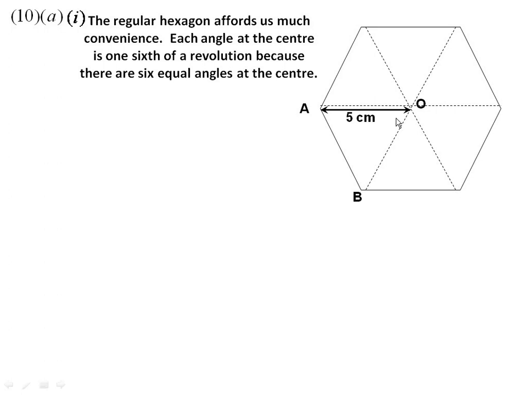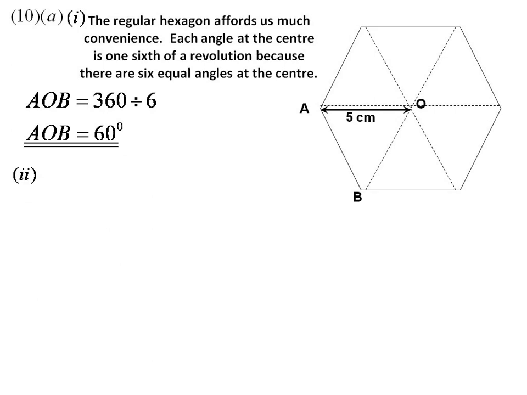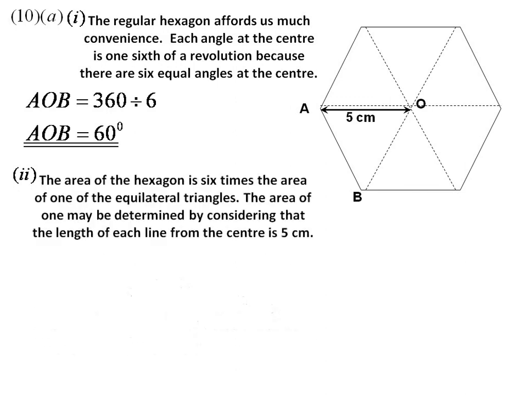If we count 1, 2, 3, 4, 5, 6, this is 1 out of 6, which is 1/6 of 360. So we have AOB, that angle is 360 divided by 6, turns out to be 60 degrees. And not wanting to forget, we will put that in there at the appropriate time.